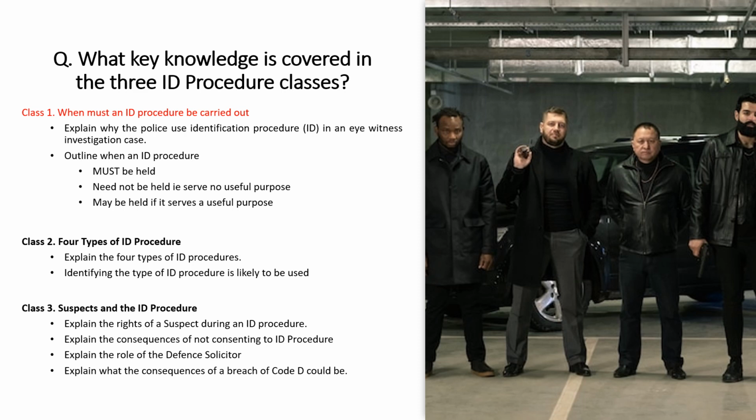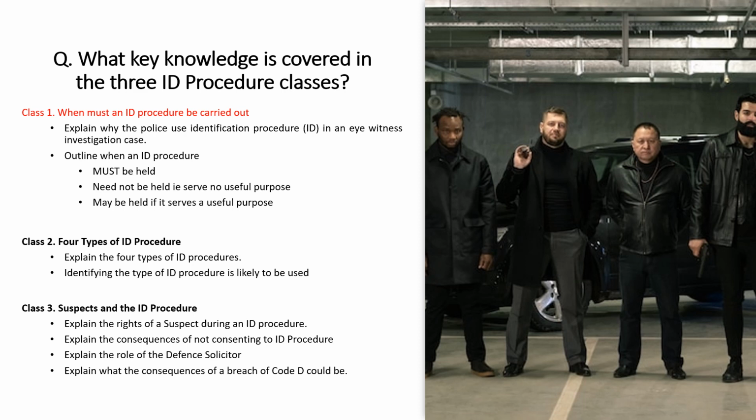In this class, class 1, we're going to consider when must an identification procedure be carried out, explain why the police use identification procedure in an eyewitness investigation case, and outline when an identification procedure must be carried out, need not be held, i.e. serves no useful purpose, or may be held if it serves a useful purpose.